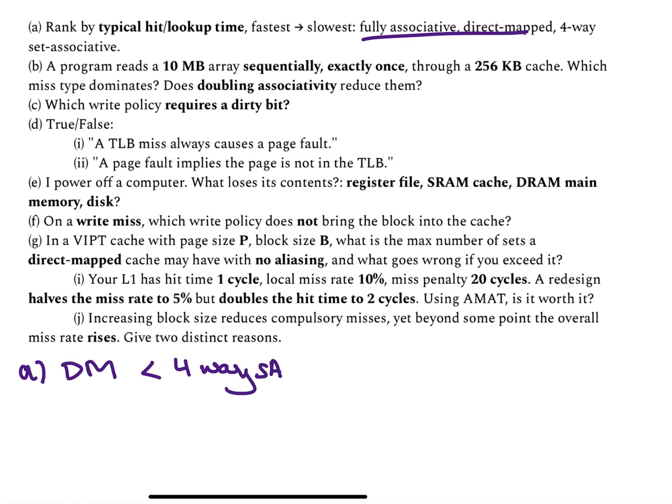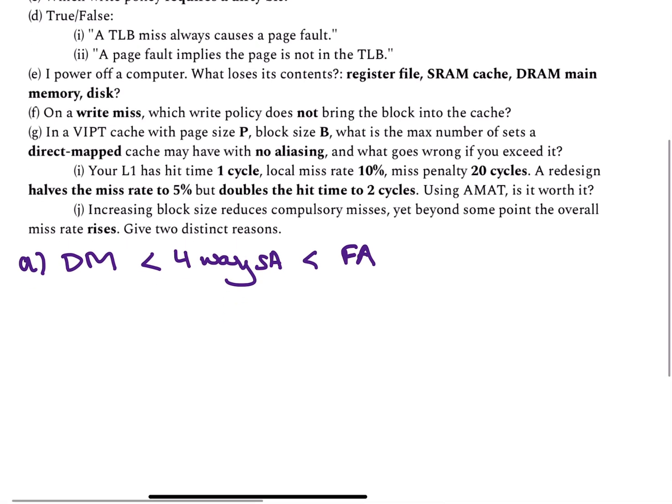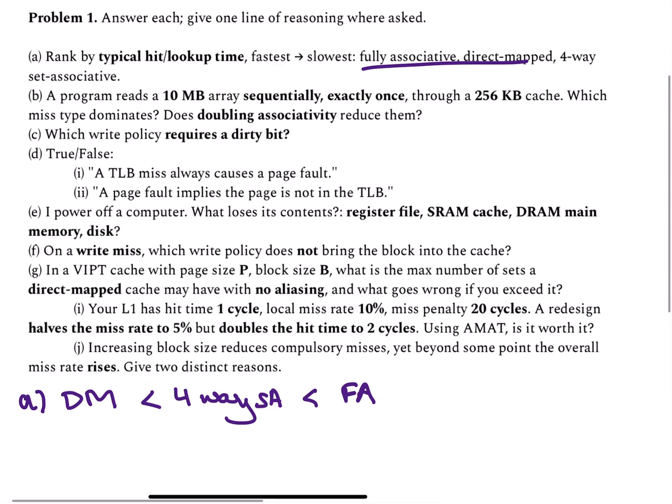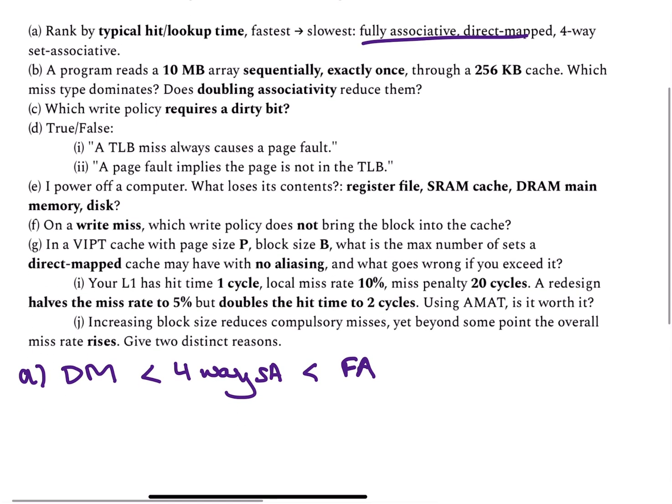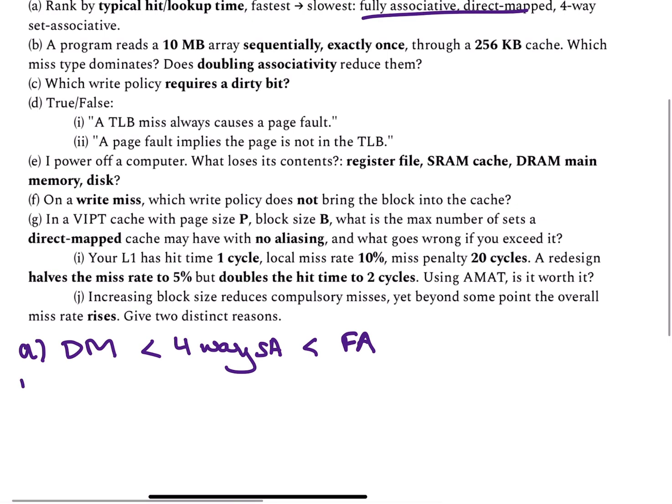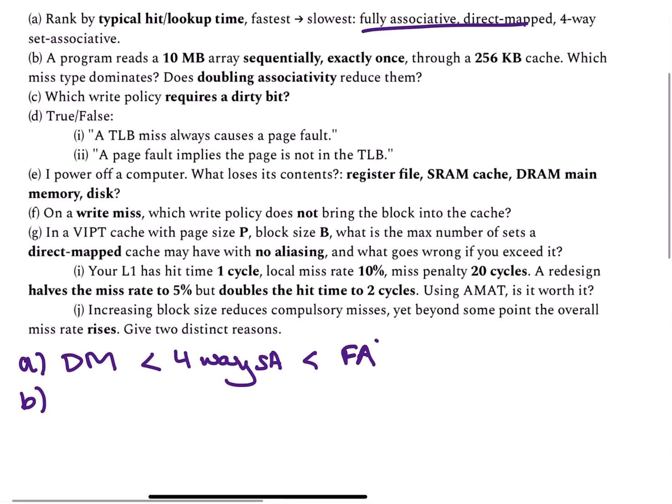because we are reading 4 tags in parallel to determine which one. And then finally, a fully associative is the slowest because we have to compare against every line. And if we have more associativity, we can buy fewer conflict misses, but at the cost of hit time. So that's why this is going to be the slowest, fully associative.